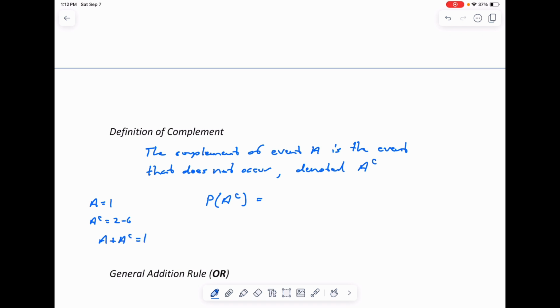So when we think about finding the probability of the complement, if I just rearrange that a little bit, the probability of the complement is just 1 minus the probability of A. Or obviously you could rewrite it and say the probability of A is 1 minus the probability of the complement. Okay?